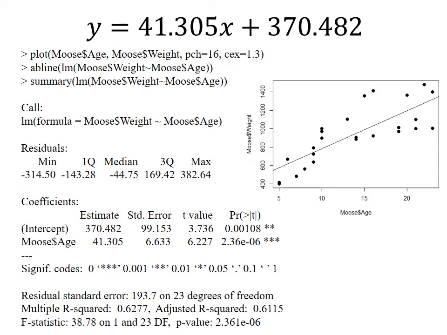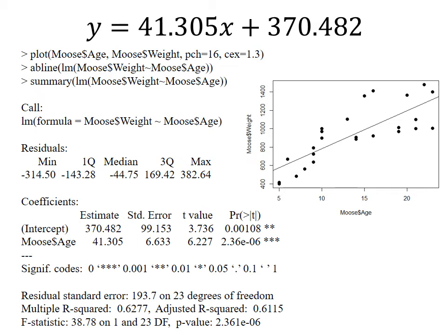Similarly, my slope of 41.305 divided by standard error of 6.633 is 6.227. Again, this is a t-value. This is a t-test statistic that's more than 6 standard deviations away from where we would expect to be if the true value is 0, and this occurred just by random chance.